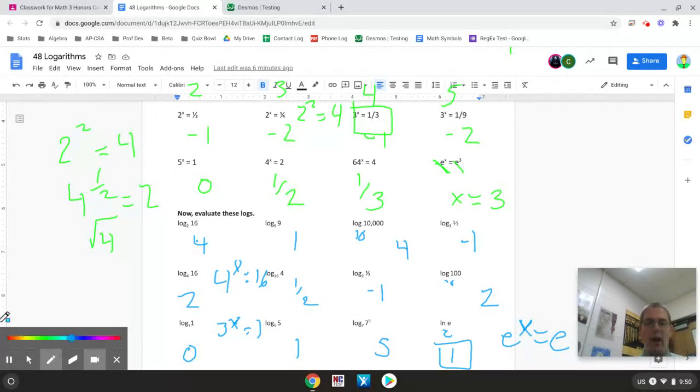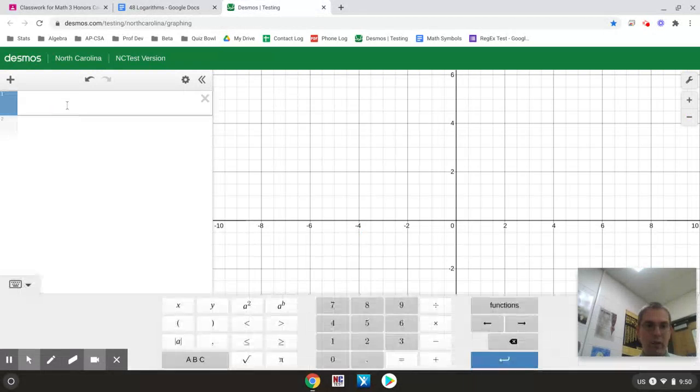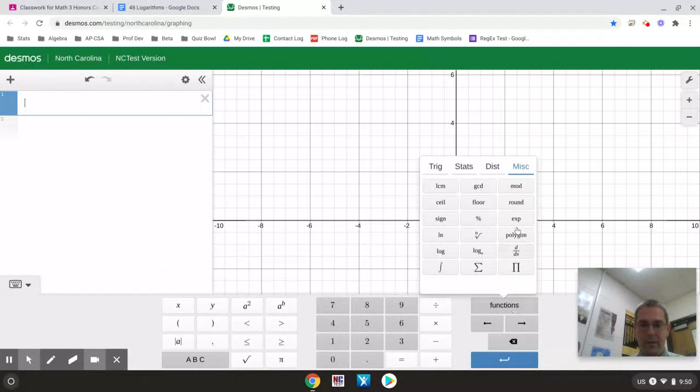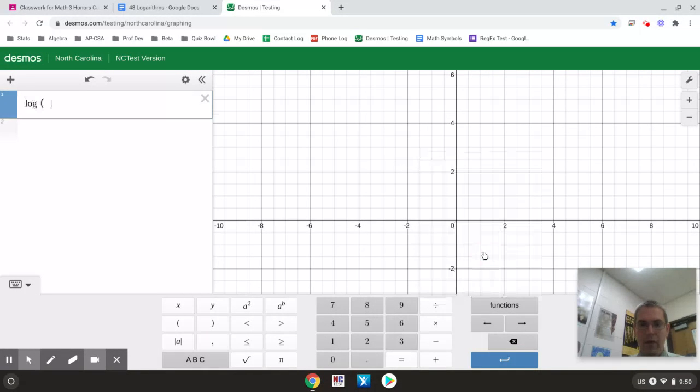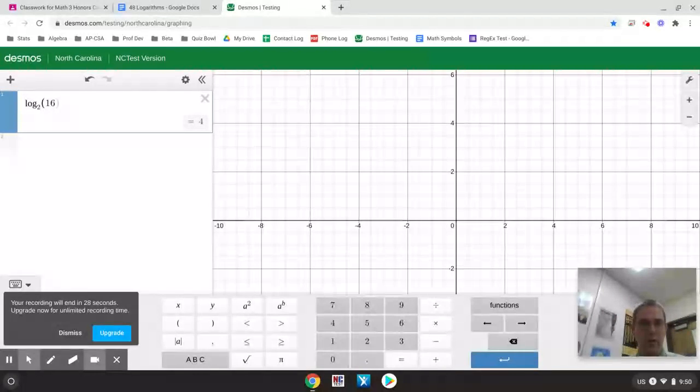Okay. Now, if you get stuck on these, you can always remember to evaluate them in Desmos. So for one with a base like that, log 2 of 16, I can go over to Desmos, and I can just pull up my functions menu, and then remember to pick the one with that. So log base 2 of 16 will give you a 4.